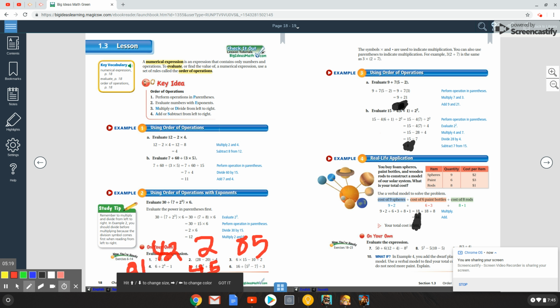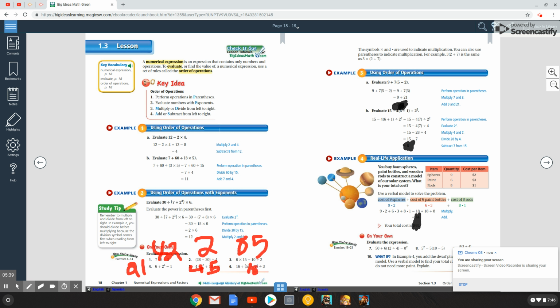So first, inside the parentheses, is there another set of parentheses? No. Are there exponents? Yes. So first we do the exponent, which is 5 squared is 25. Then 25 minus 7 is going to be 18. So now we have 16 plus 18 divided by 3.